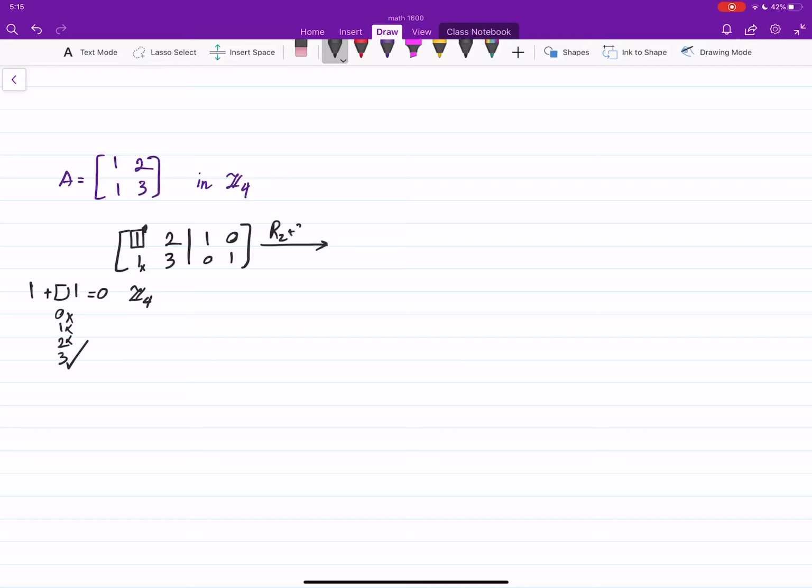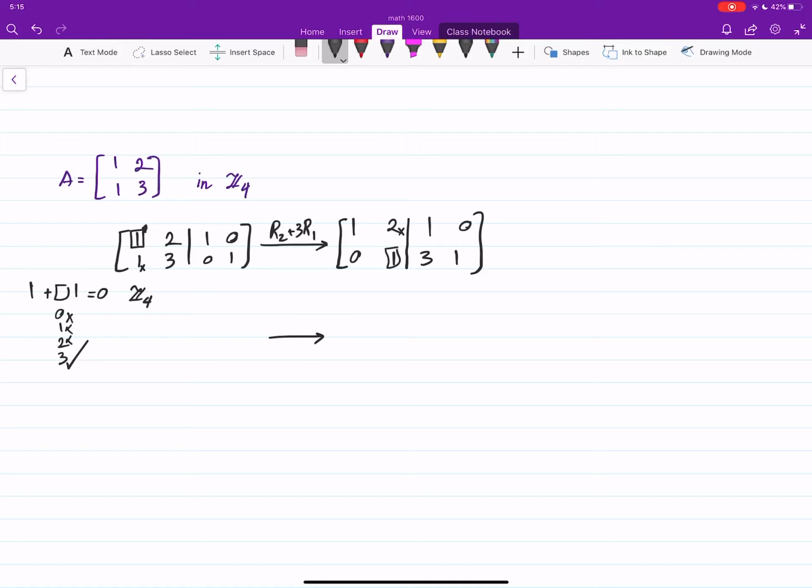R2 plus 3 R1. This is 0. Then 2 times 3 is 6 plus 3 is 9. 9 in Z4 is the same thing as a 1. And on the right-hand side you get 3 and 1, 1, 2, 1, 0.